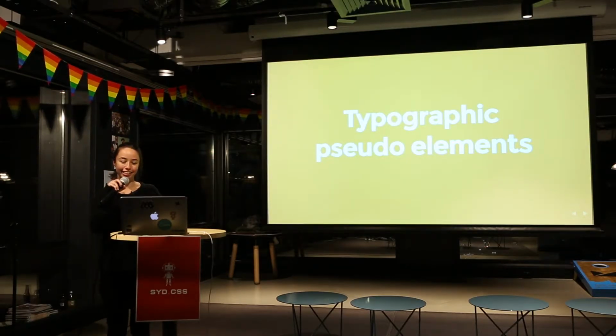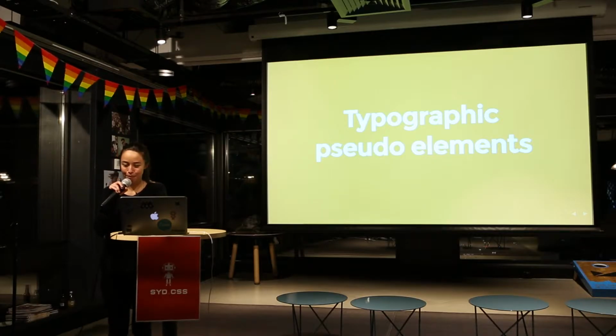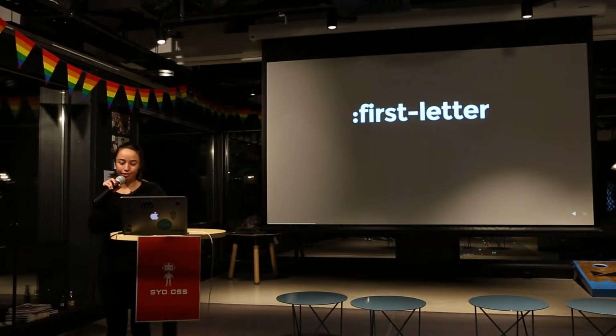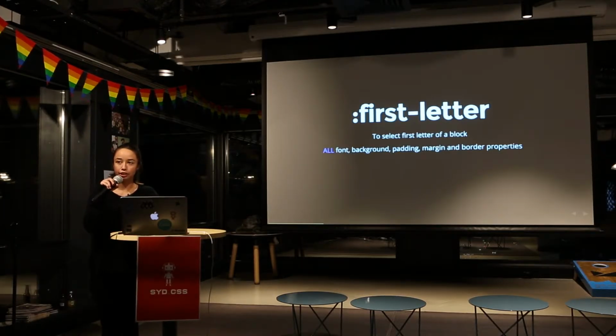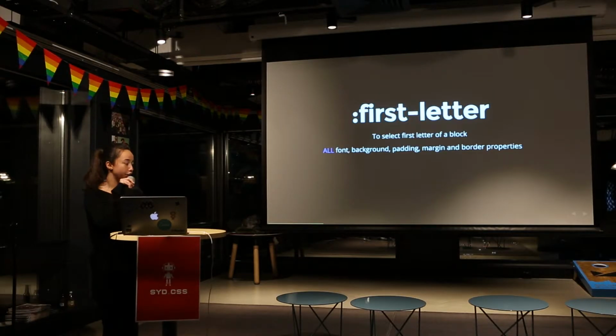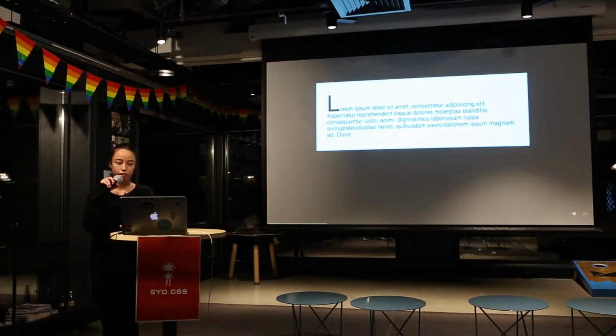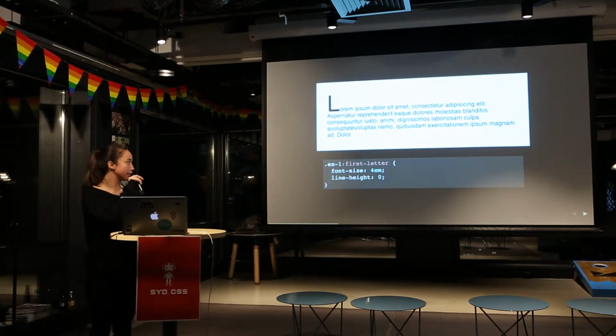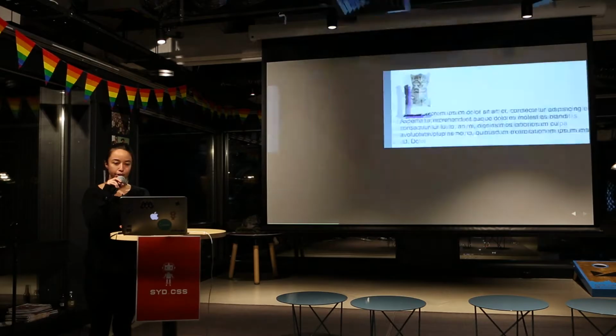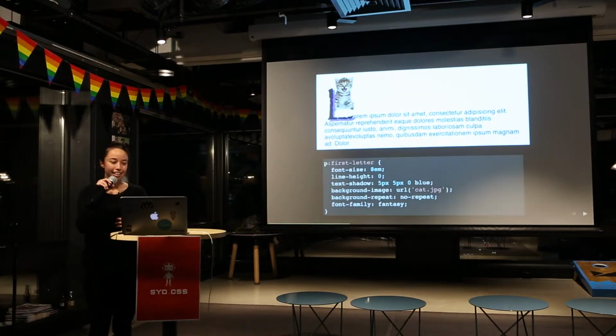The first category is typographic pseudo elements. The first letter lets you select one letter of a block, and you can style this letter, but you can't use every style. There's a limitation on which styles can be used. So this is like a newspaper style. We can do this easily by just adding font size and line height, but I prefer this one, where we are using all the valid styles to do the same thing.